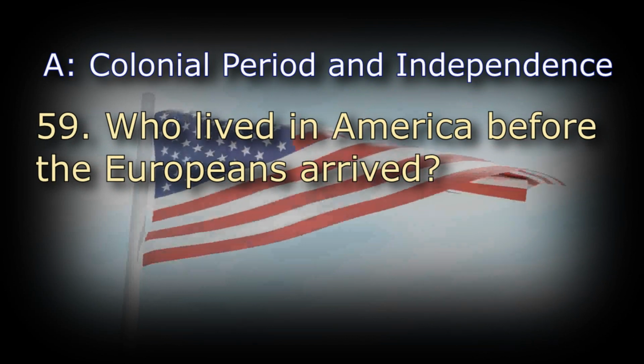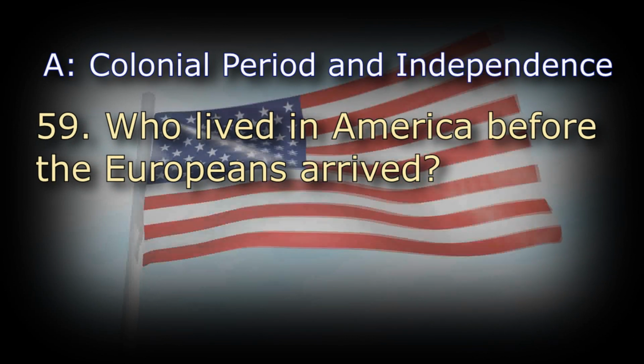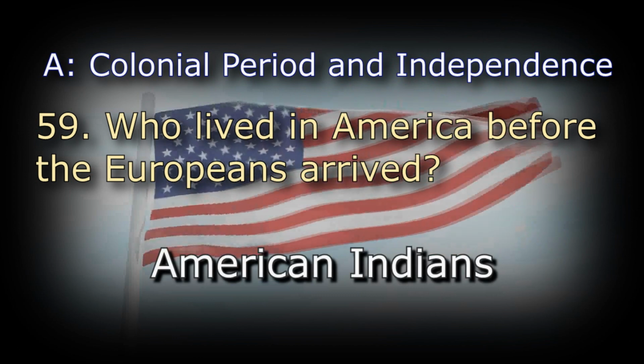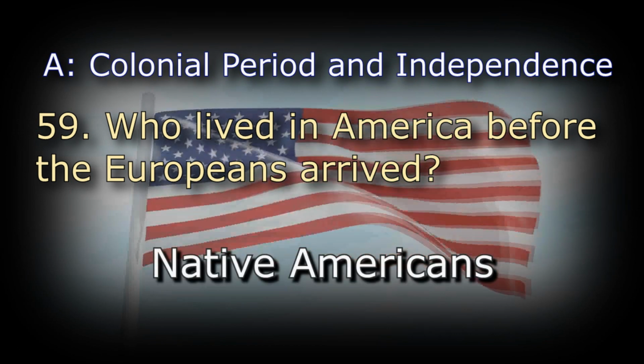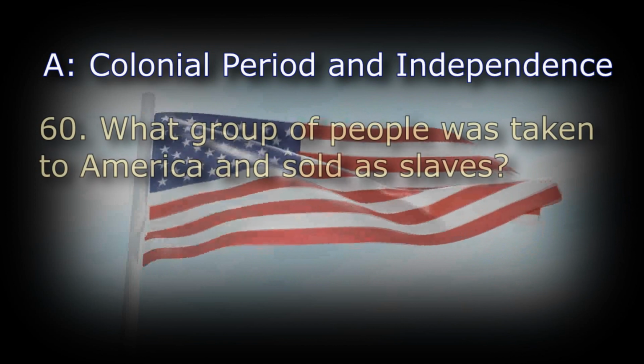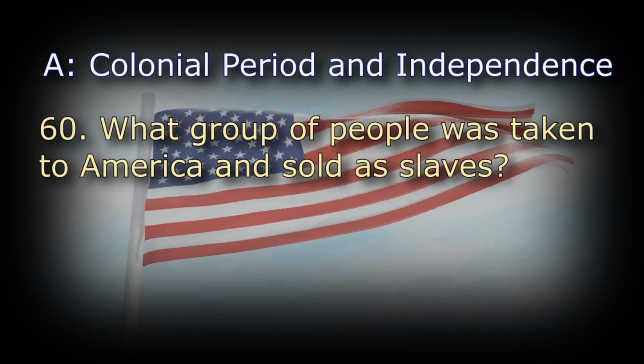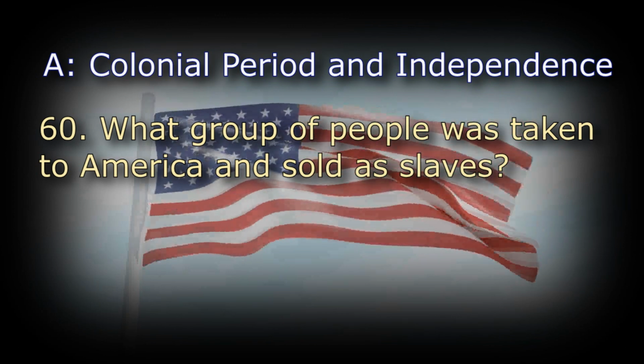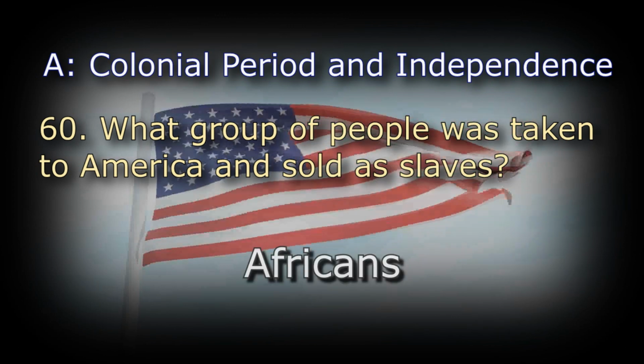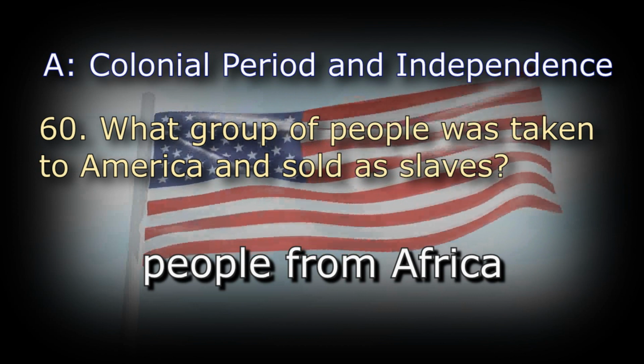59. Who lived in America before the Europeans arrived? American Indians. Native Americans. 60. What group of people was taken to America and sold as slaves? Africans. People from Africa.